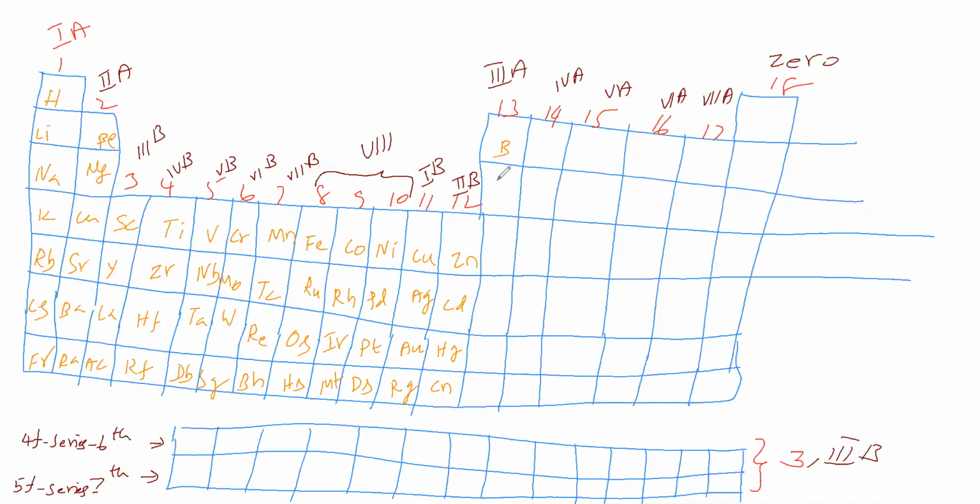Here boron, aluminium, gallium, indium, thallium, nihonium. Next carbon, silicon, germanium, tin, lead, and flerovium. Here nitrogen, phosphorus, arsenic, antimony, bismuth, moscovium.